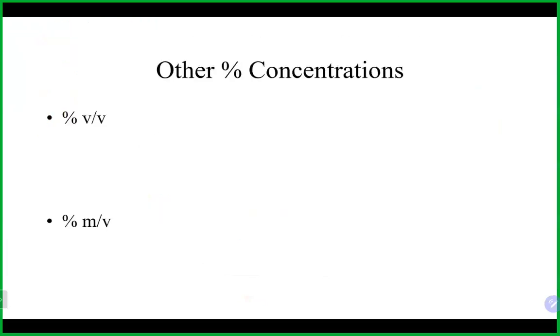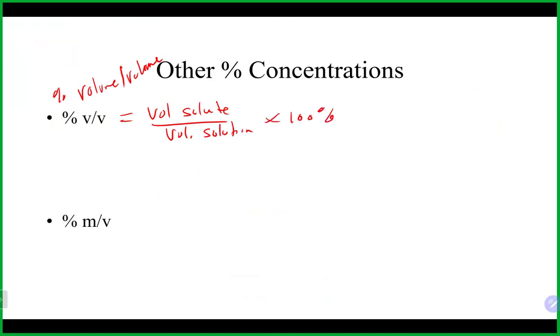Another important couple of concentration units are percent volume to volume, which is what V to V is. So this is volume to volume percent, and this is the volume of solute divided by the volume of solution times 100%. That is like percent alcohol by volume. That's what it is sometimes used for.